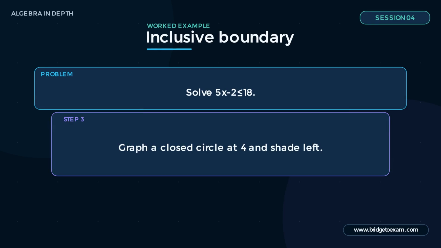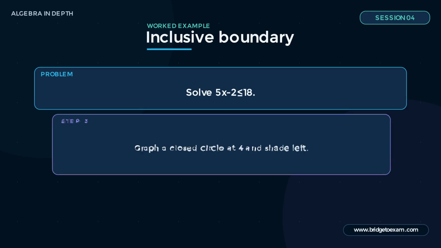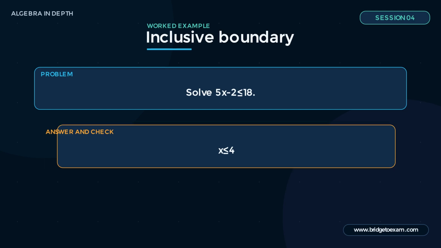Step 3. Graph a closed circle at 4 and shade left. The final answer is x is less than or equal to 4. Check that it satisfies the original conditions and carries the correct units.